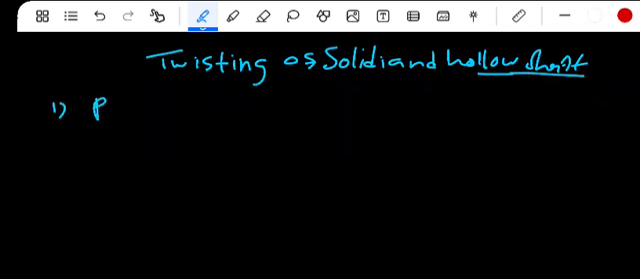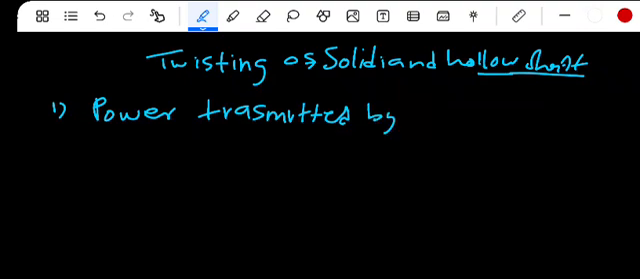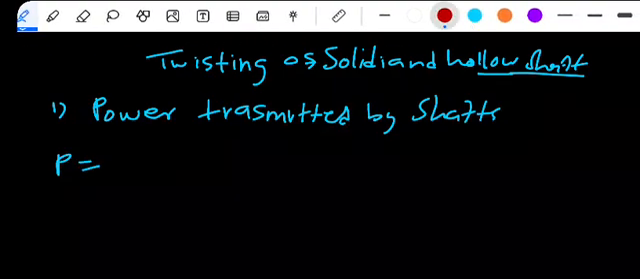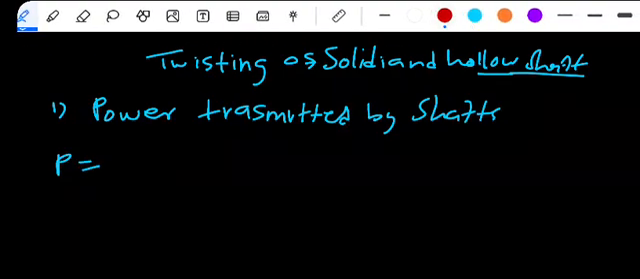You're supposed to know how to calculate the power transmitted by shafts. Power is the same formula that you know. We're used to this one, but it's 2 pi multiplied by n.